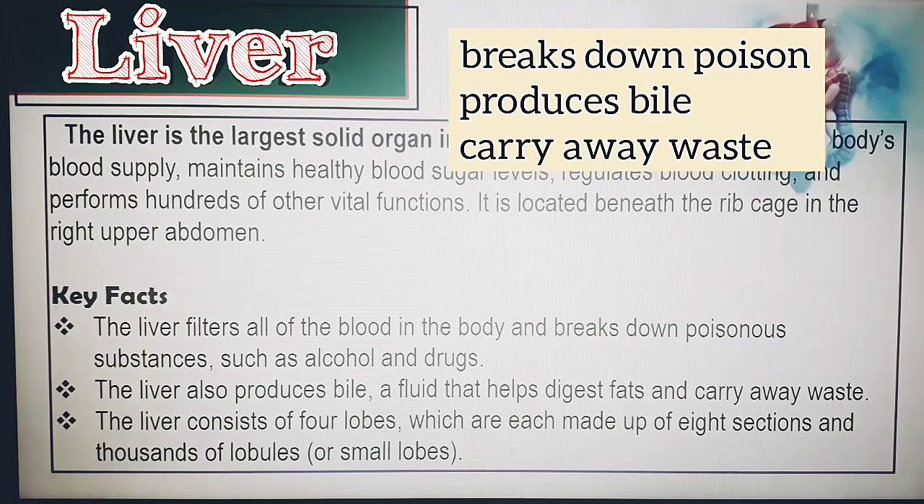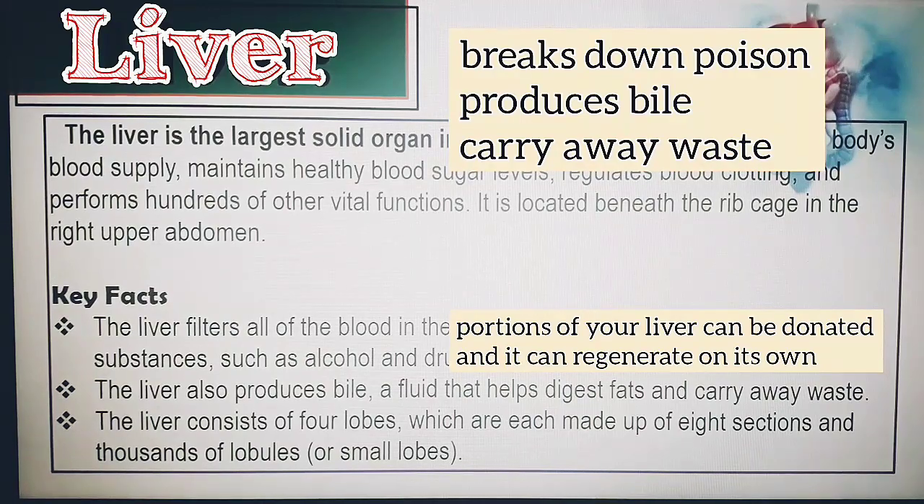The liver also produces bile, a fluid that helps digest fats and carry away waste. The liver consists of 4 lobes, which are each made up of 8 sections and thousands of lobules.